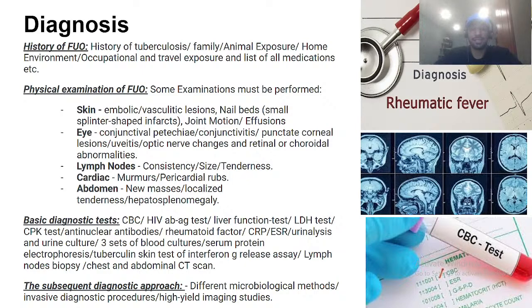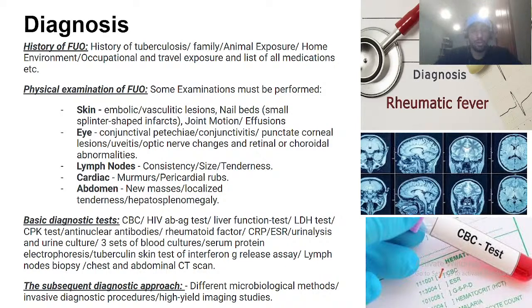So also we have basic diagnostic tests where we can do a CBC test, complete blood count, and we have to look at the HIV Ab/Ag test, which is an antibody antigen test. We have to look at the liver function test, and then we have to look at a lot of other tests, such as antinuclear antibodies, rheumatoid factors, C-reactive protein, ESR, and so on, as you can see here. For example, in case of bacterial endocarditis, as we saw before, we have to take 3 sets of blood cultures to make sure that this is a bacterial infection.